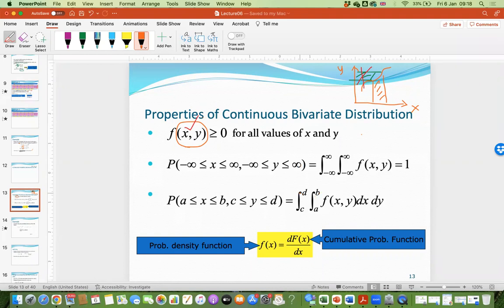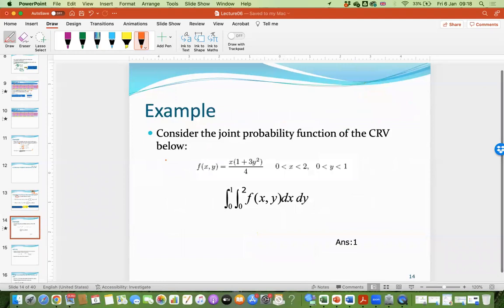I remember this always. Same as in the previous lecture, if you want to get back your probability density function from the cumulative probability function, you just use the derivative. That's simple. So let's try this example. Consider the joint probability function of the continuous random variables below. I would like to find the value of this.